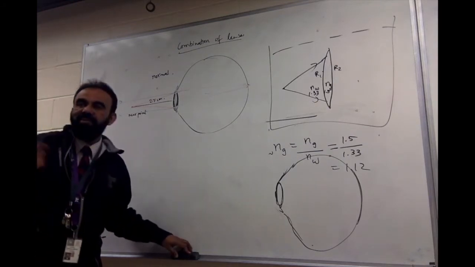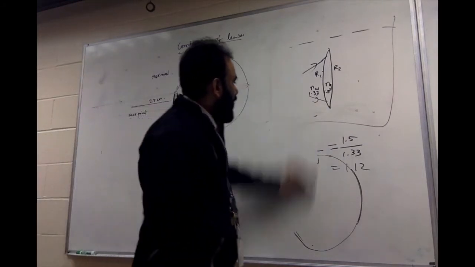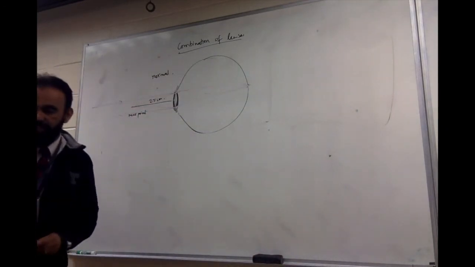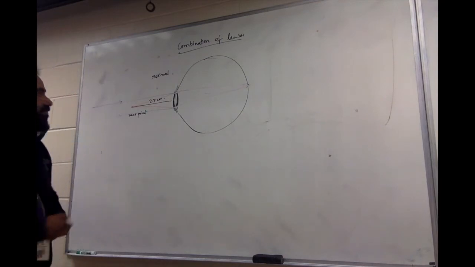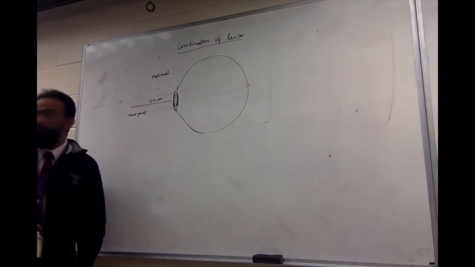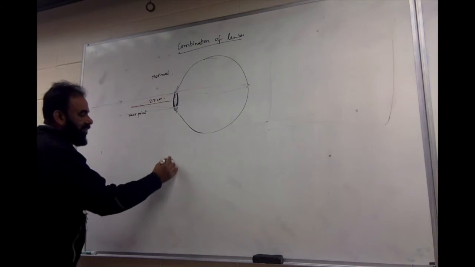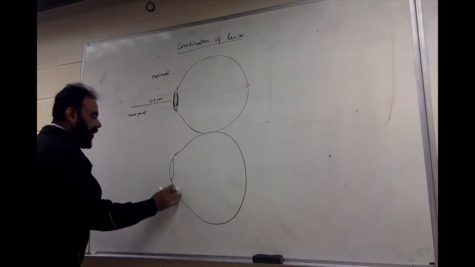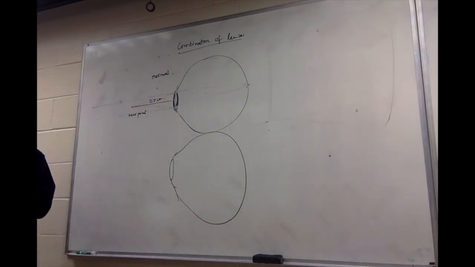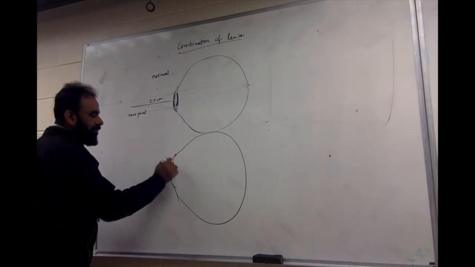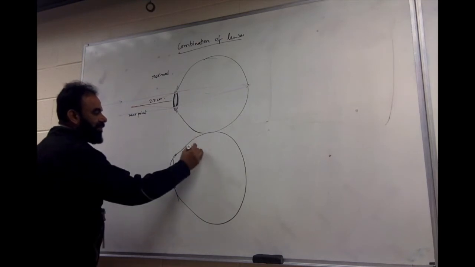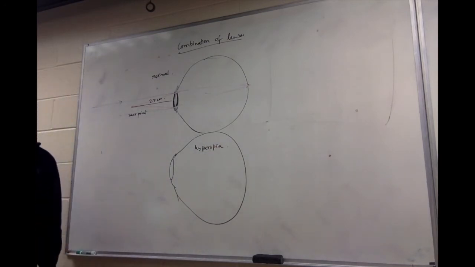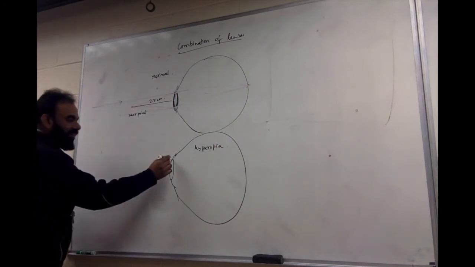Now let's talk about a defective eye. So what is happening in the defective eye? There are two main kinds of defects. Now this is a defective eye. Let's talk about my defect, which is called hyperopia. Mine is hyperopia.